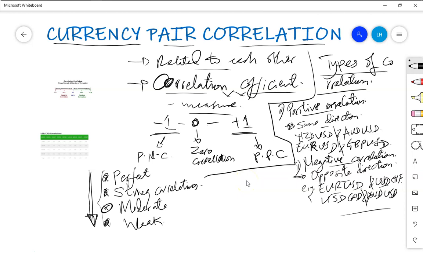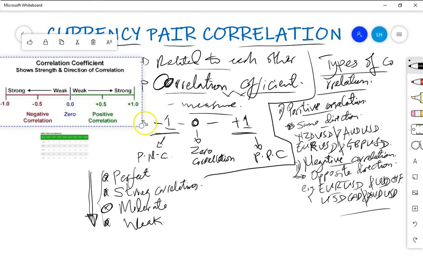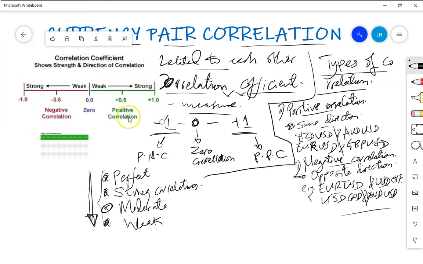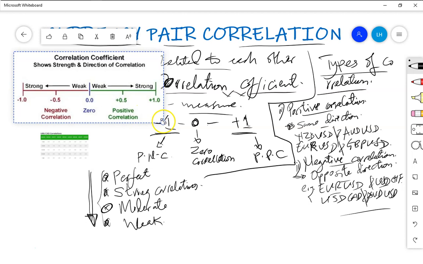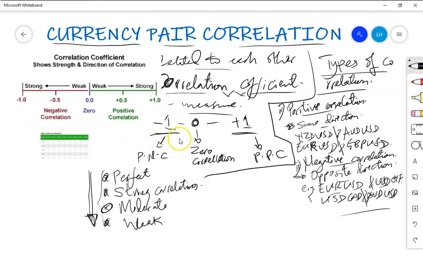So the next idea is how you are going to use those correlations in analysis and in trading. I have a picture here of the correlation coefficient, which, as I've said, shows the strength and direction of correlation. This picture always shows strength and direction.